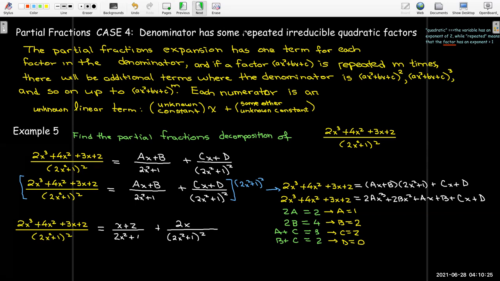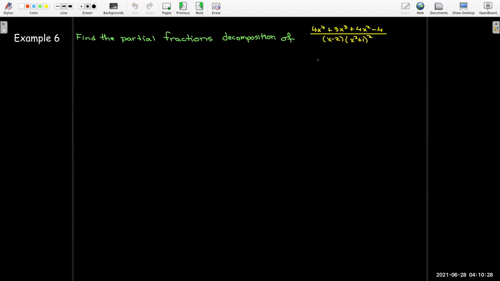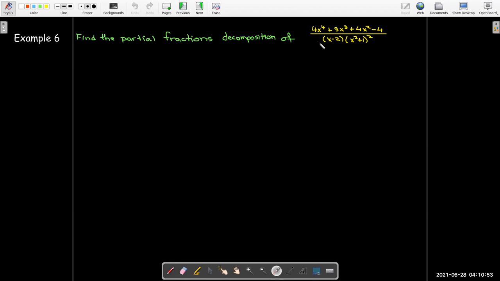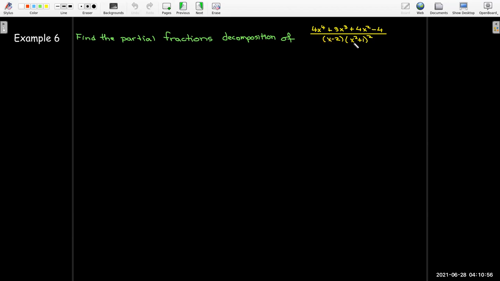Let's just do one more example, which combines the different cases, and just see how that works out. So we have 4x to the fourth plus 3x cubed plus 4x squared minus 4 all over x minus 2 times quantity x squared plus 1 squared. So I have a non-repeated linear factor, and I have a repeated irreducible quadratic factor.